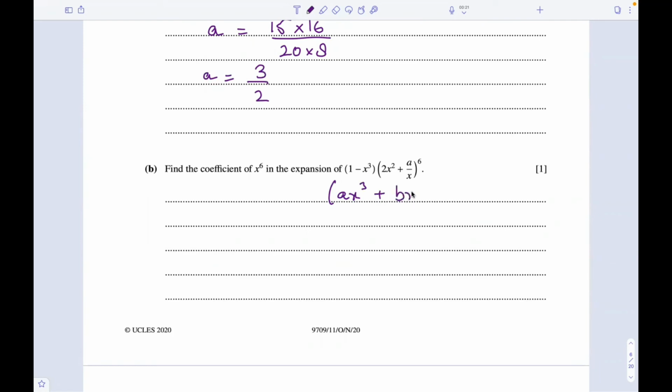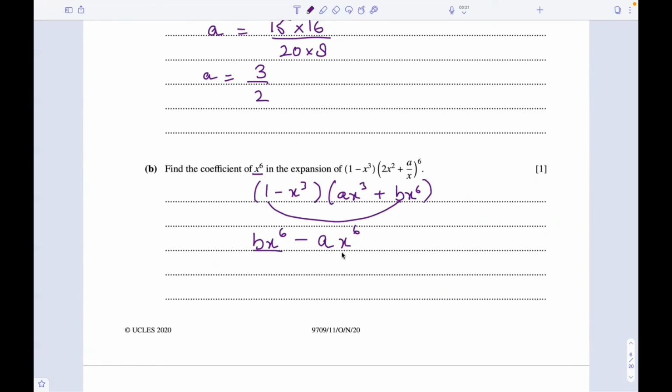So if you write x to the power 6, and we are multiplying it by 1 minus x cube, to get x to the power 6, 1 will be multiplied by bx to the power 6. So this will become bx to the power 6 minus ax to the power 6.